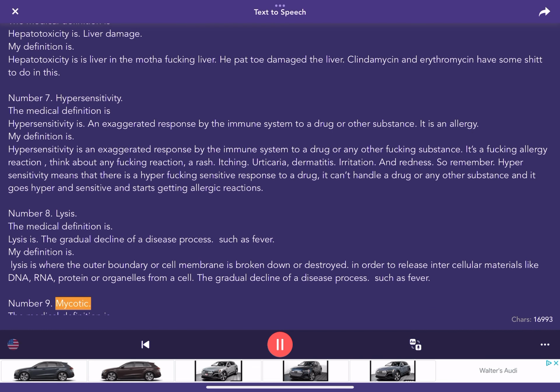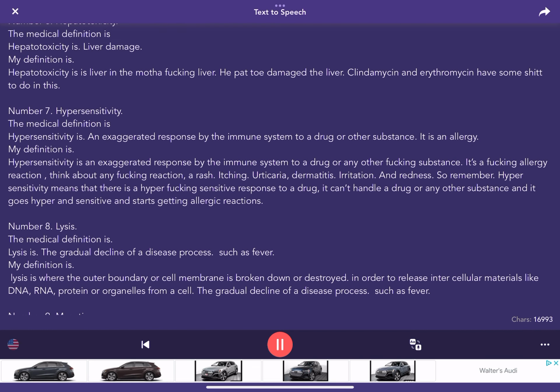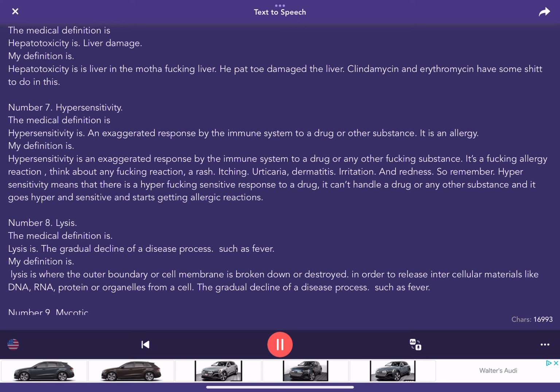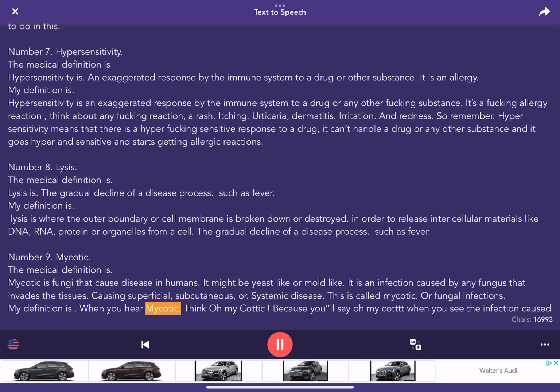Number 9. Mycotic. The medical definition is: mycotic is fungi that cause disease in humans. It might be yeast-like or mold-like. It is an infection caused by any fungus that invades the tissues, causing superficial, subcutaneous, or systemic disease. This is called mycotic, or fungal infections. My definition is: when you hear mycotic, think oh mycotic, because you'll say oh my god when you see the infection caused by fungus that invades the tissues, and looks yeast-like or mold-like. This causes superficial, subcutaneous, or systemic disease. This is called mycotic, or fungal infection.